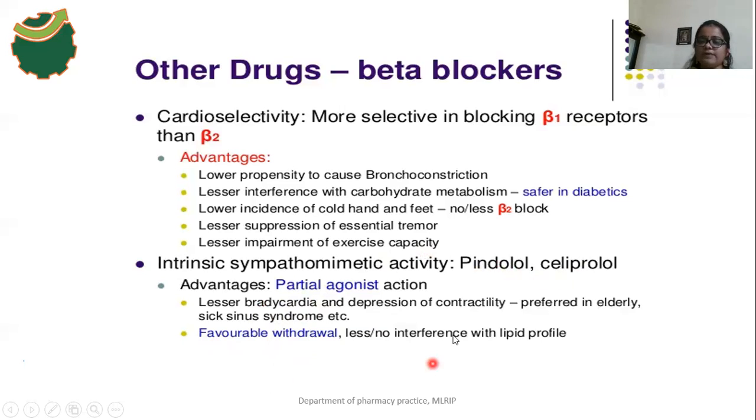And there is no interference with lipid profile, because the lipid profile is mediated through beta 2 receptors, and these drugs have some sympathomimetic activity. So that's why there is no interference with lipid profile. Pindolol and celiprolol should therefore be used in coronary artery disease patients also, because there is no interference with lipid profile. That's why these drugs should be used in persons suffering from coronary artery diseases.